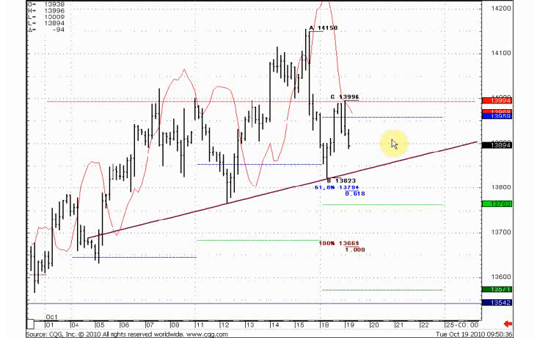Okay, that's my view on the current trading day, the current situation. Be careful and take your risk reasonably.